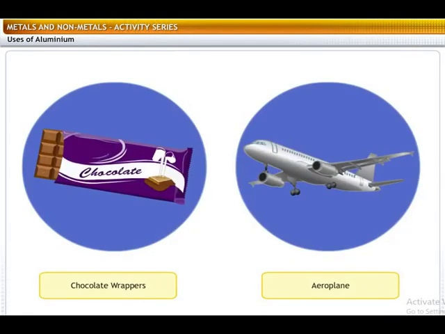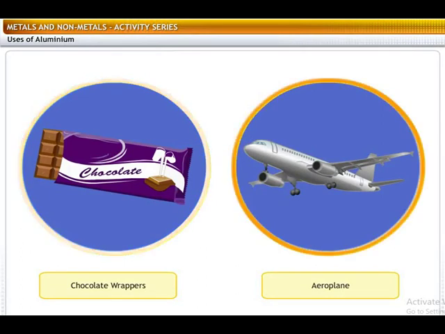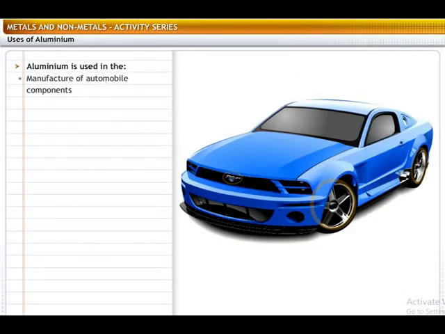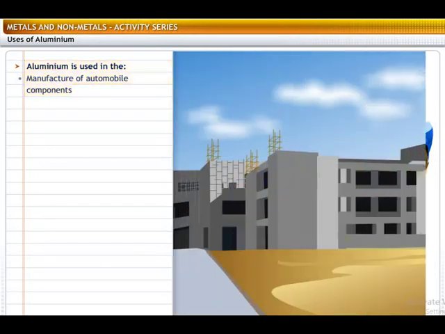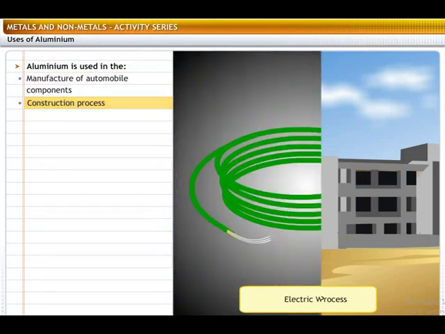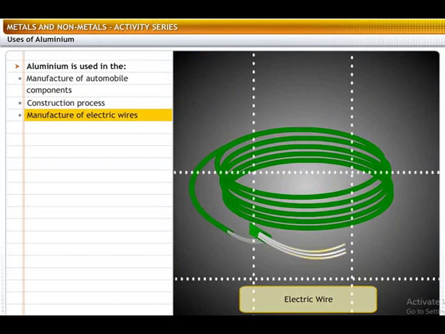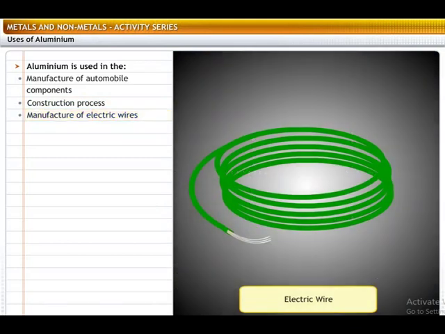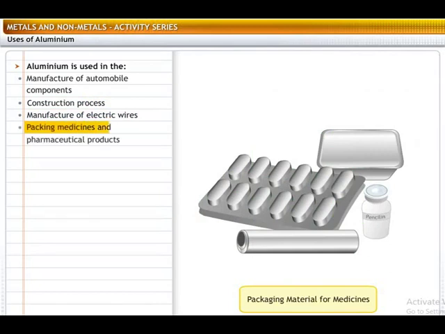Aluminium is used in a wide range of products, from chocolate wrappers to sophisticated aeroplanes. Let's take a look at some of its common uses. Aluminium is widely used in the manufacture of automobile components because of its strength and relatively lighter weight. In the construction process due to its high tensile strength. In the manufacture of electric wires due to its high conductivity. For the packing of medicines and pharmaceutical products due to its malleable nature.